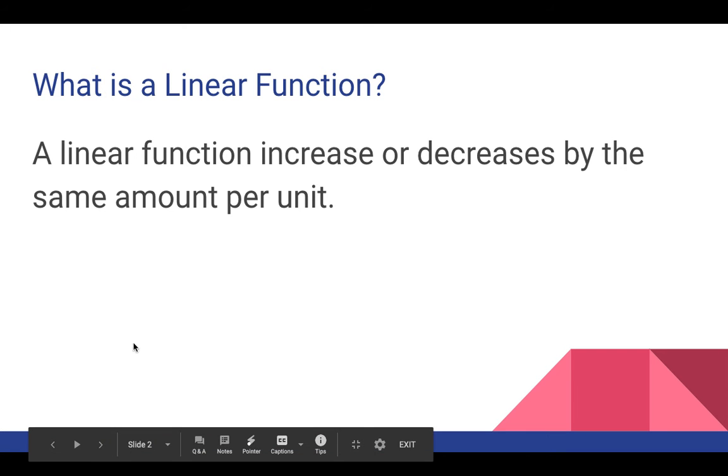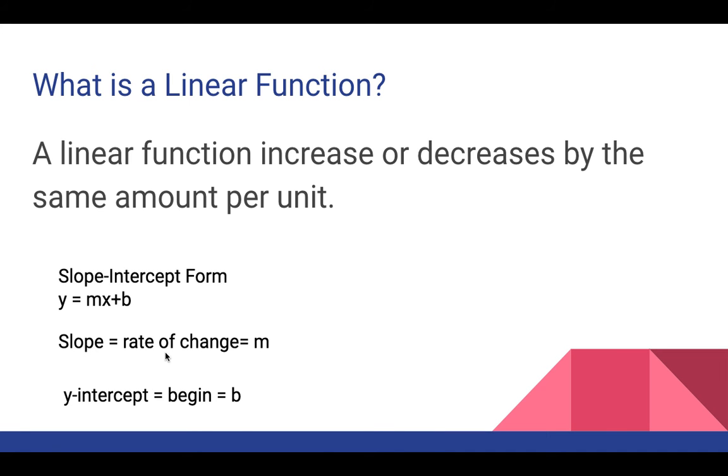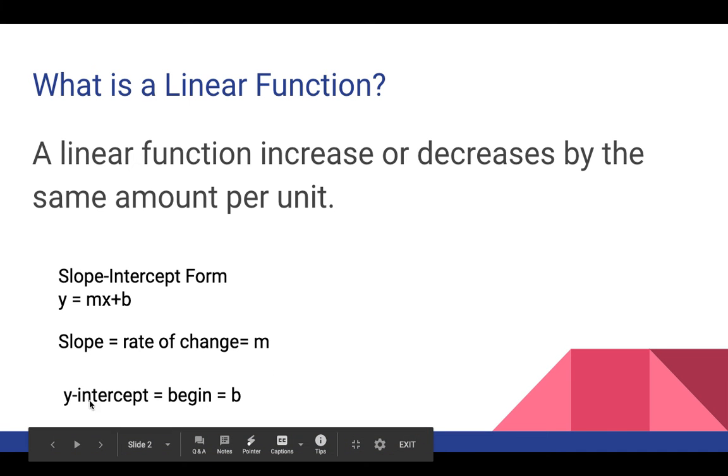A linear function increases or decreases by the same amount per unit. A linear function can be expressed in slope-intercept form. Slope-intercept form is y = mx + b. Slope is the rate of change, m, and y-intercept is what you begin with, which is b.